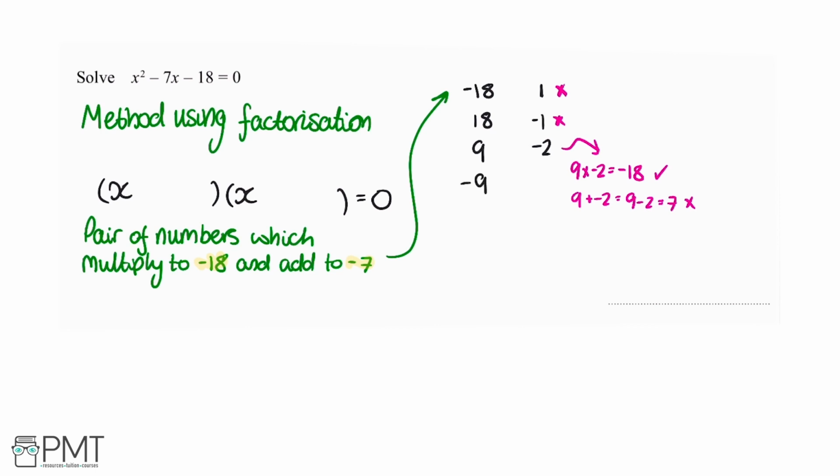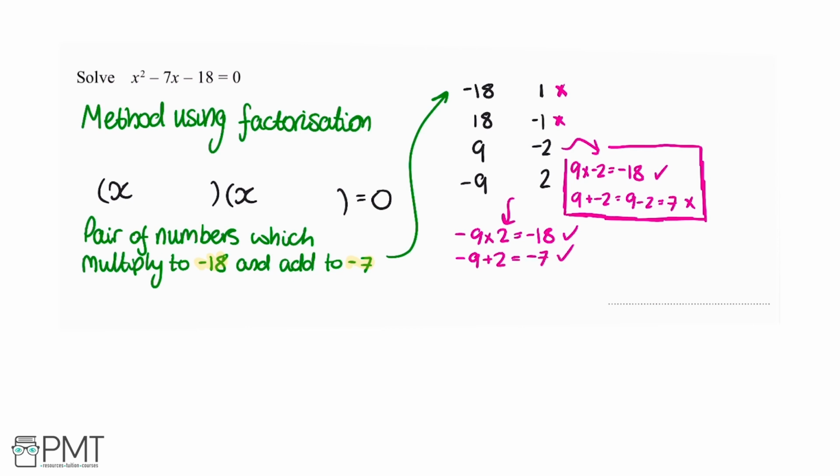Let's do minus 9 and 2. If we have minus 9 multiplied by 2, we get our minus 18 again. So perfect. But this time, minus 9 plus 2 gives us minus 7, which is what we want. So this is the pair that we're going to go for. So filling in our brackets, we're going to have x minus 9 multiplied by x plus 2.